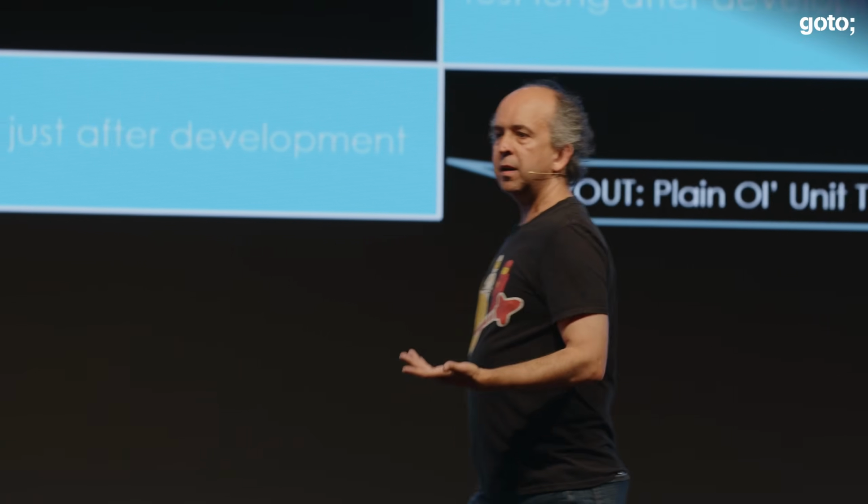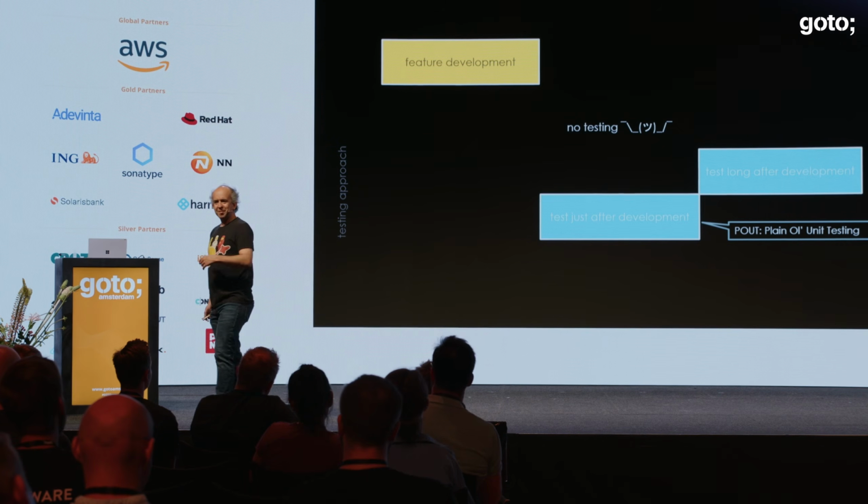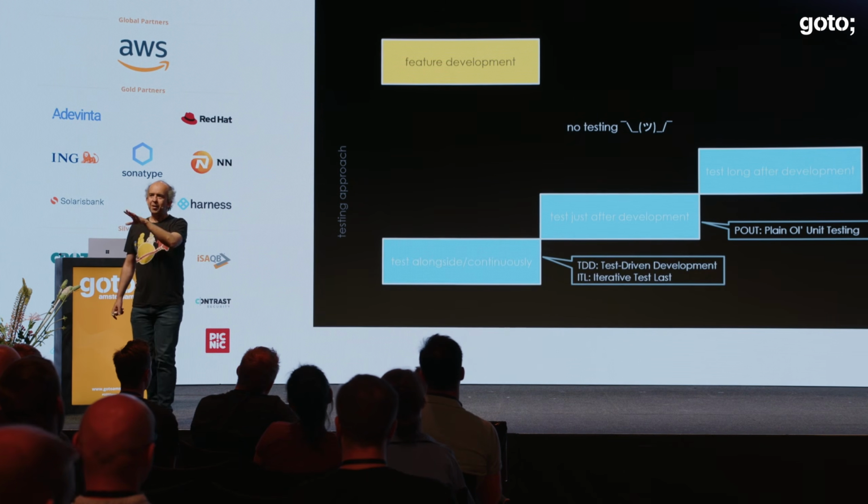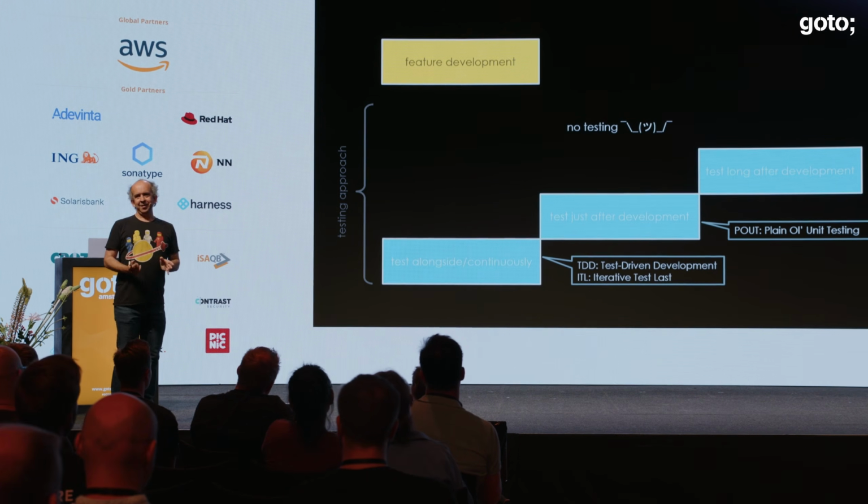This is very human. But nonetheless, be aware that this is both a strength and a weakness of this approach, just after development. Plain old unit testing is what Jacob Prophet used to call it. Yeah, just like the traditional approach. Okay, now let's get to the continuous testing.